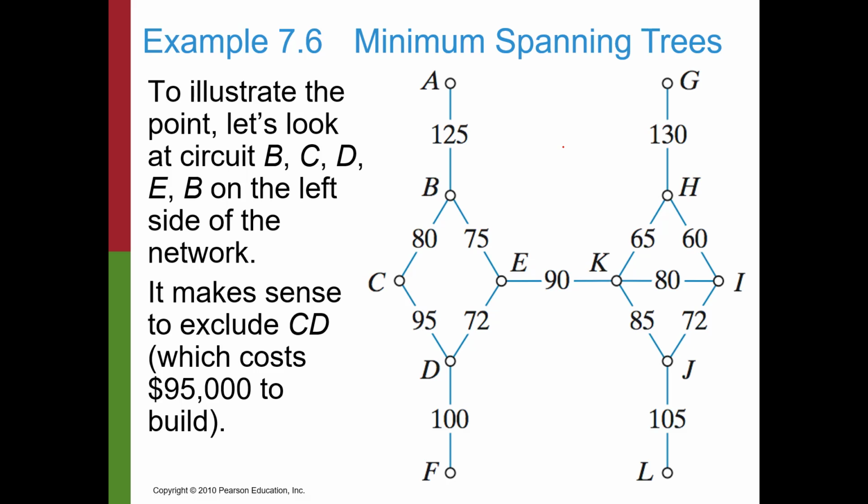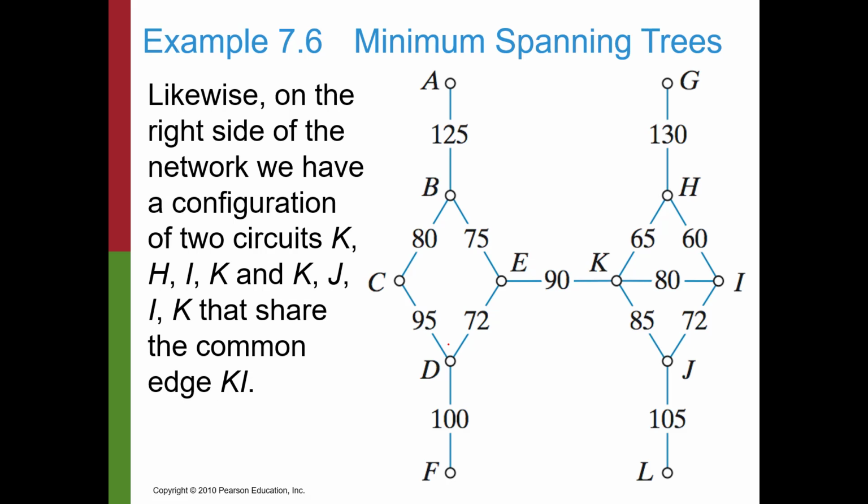To illustrate the point, let's look at circuit B, C, D, E, B on the left of the network. It makes sense to exclude C, D. So C, D is the most expensive edge on that circuit. We want to bust up circuits, and so there we go, and that gets rid of that edge, which costs $95,000 to build.